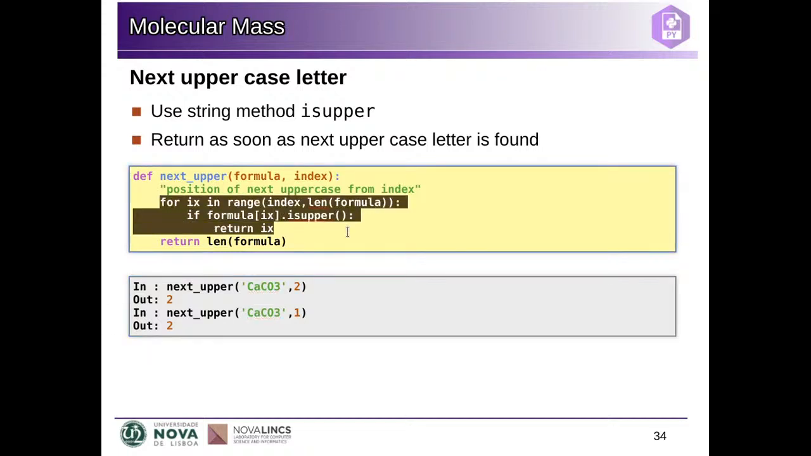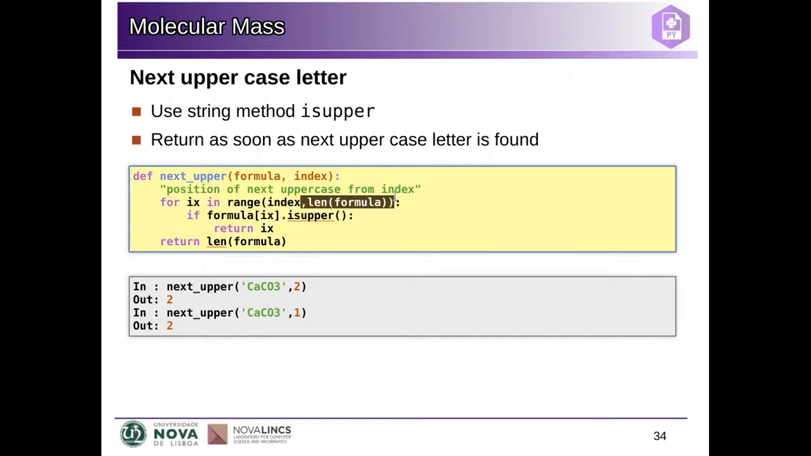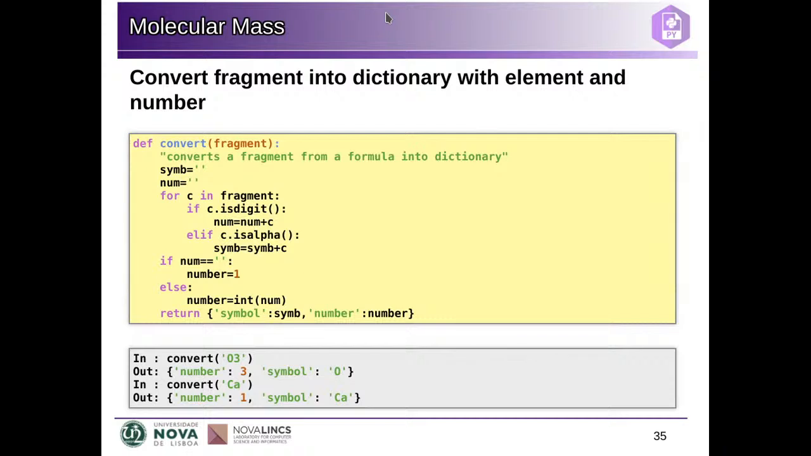If it doesn't find any uppercase character, it will reach the end of the loop, it will reach the end of the formula, and not finding any uppercase character, so now we return the length of the formula. This means that we couldn't find any more uppercase characters. So now we test the function to see if it can find the right character, and now we're going to use it to decompose our formula into these different fragments.